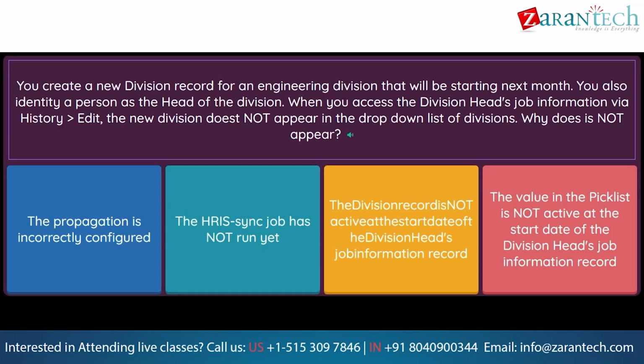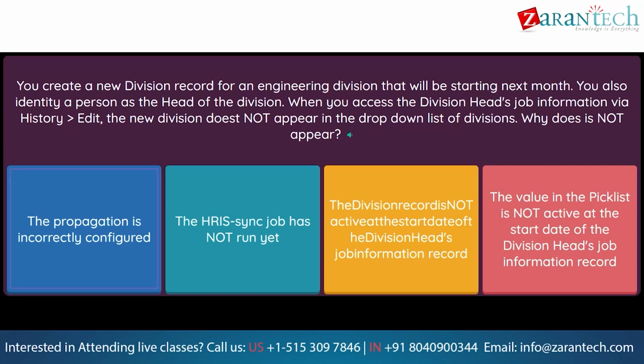Question: you create a new division record for an engineering division that will be starting next month. You also identify a person as the head of the division. When you access the division head's job information via history edit, the new division does not appear in the drop-down list of divisions. Why does it not appear?